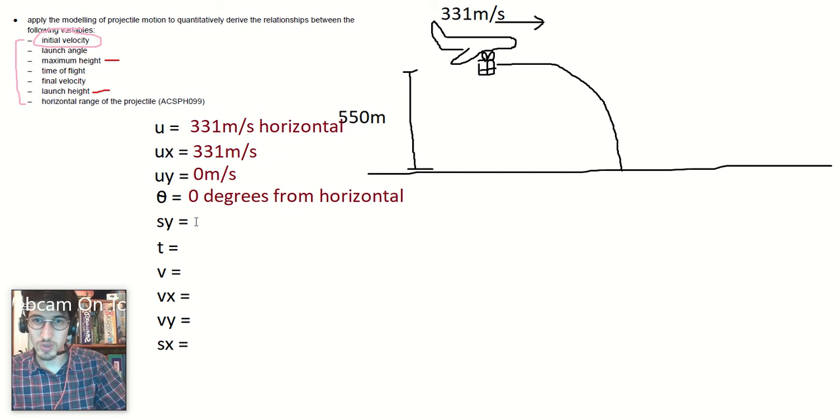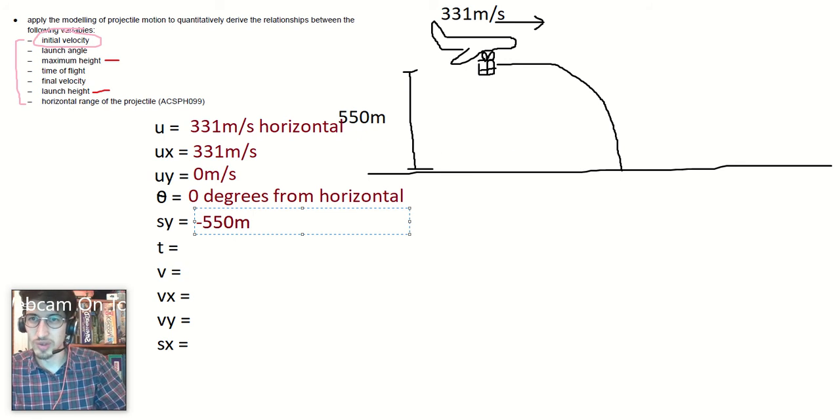Okay. Sy, we don't know. Oh yes, we do know. Sy's displacement in the y direction is going to be 550 meters. It's actually negative 550 meters because the present started up high and its displacement was to go down 550 meters, and downwards is going to be our negative direction, upwards is going to be our positive.